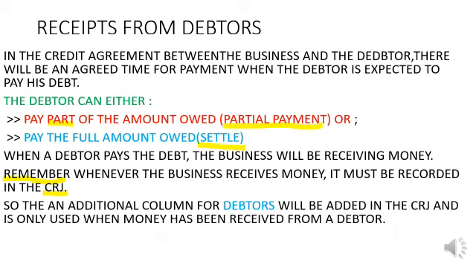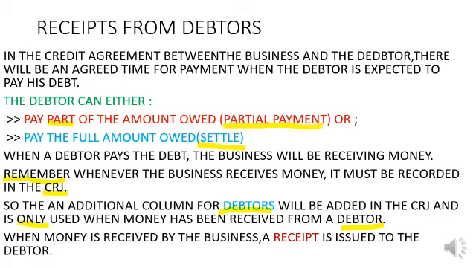So then the additional column must be added in our CRJ, which column is called what? Debtors. Remember, we called it debtors or debtors control. So we'll add an additional column in our CRJ, and is only used, take note of that, we only use this column when money has been received from a debtor. In other words, that additional column that you will have in your CRJ is only used when money has been received from a debtor.